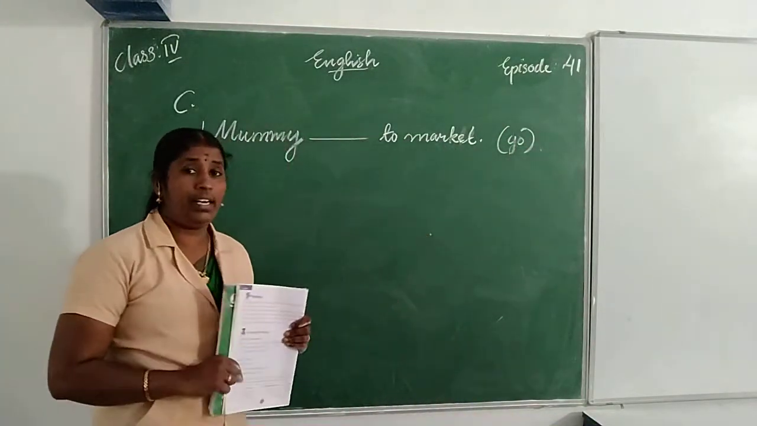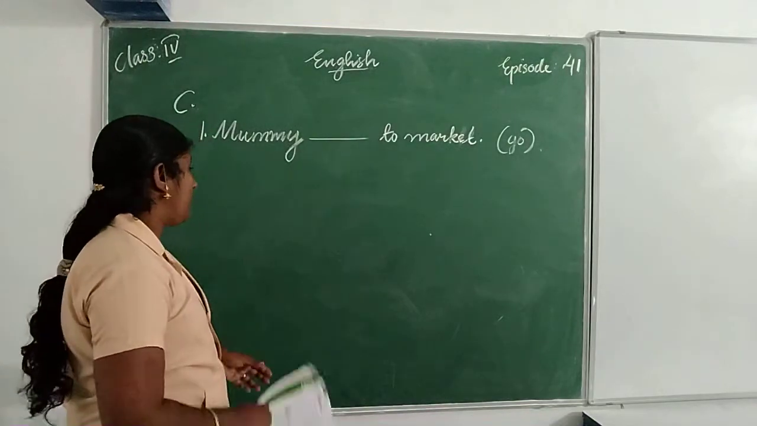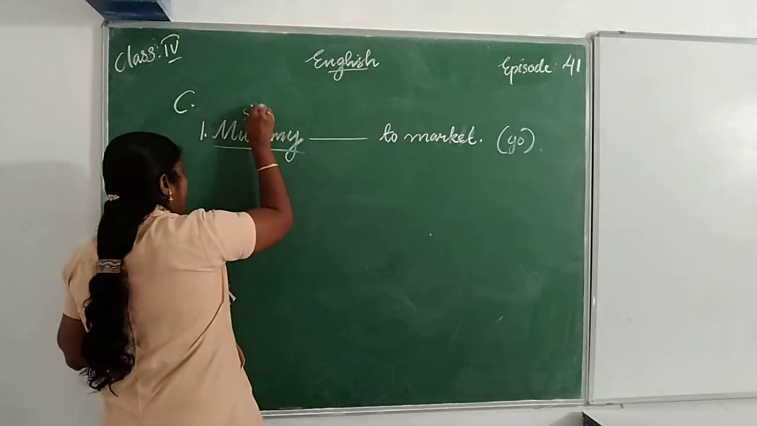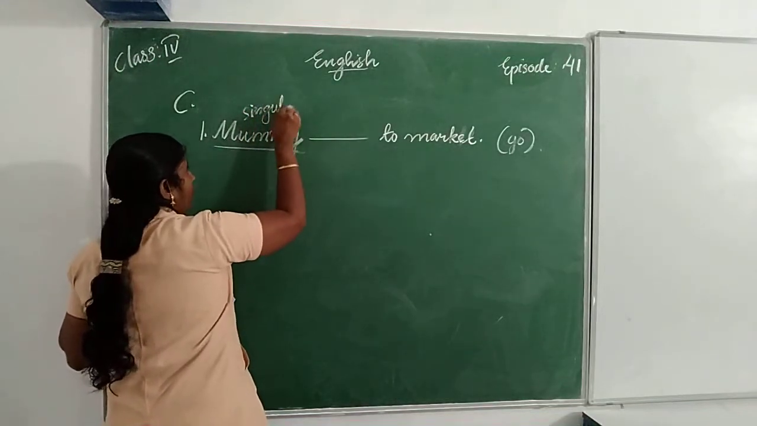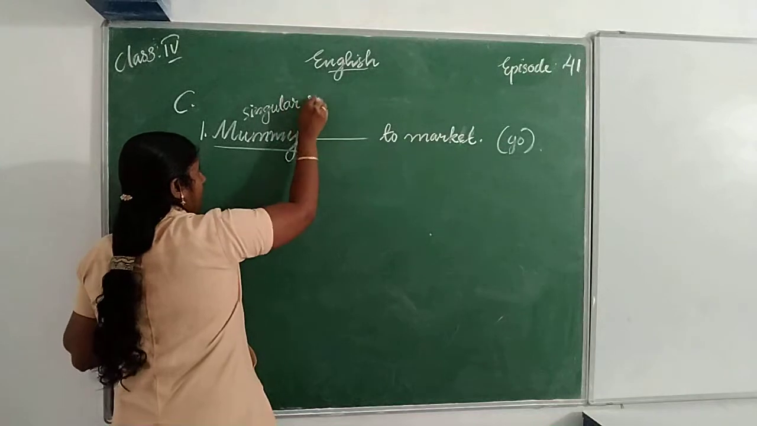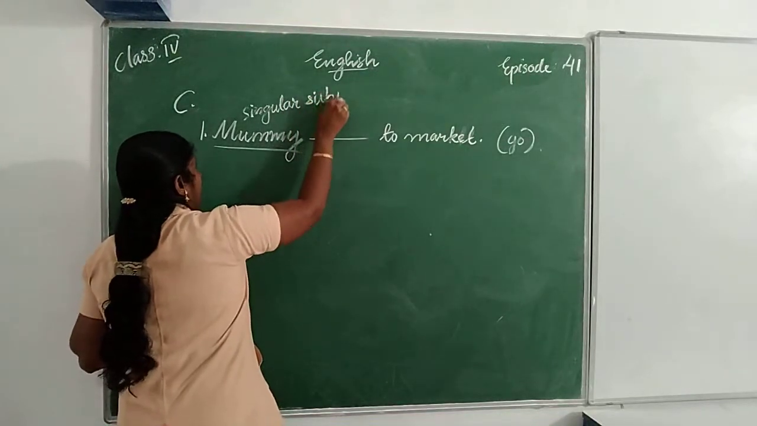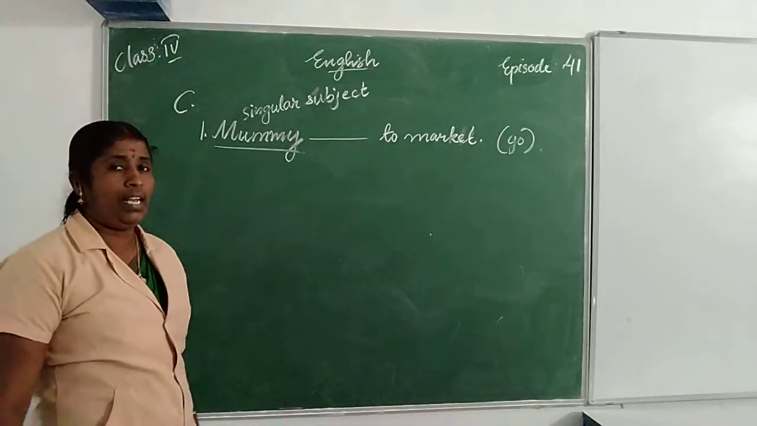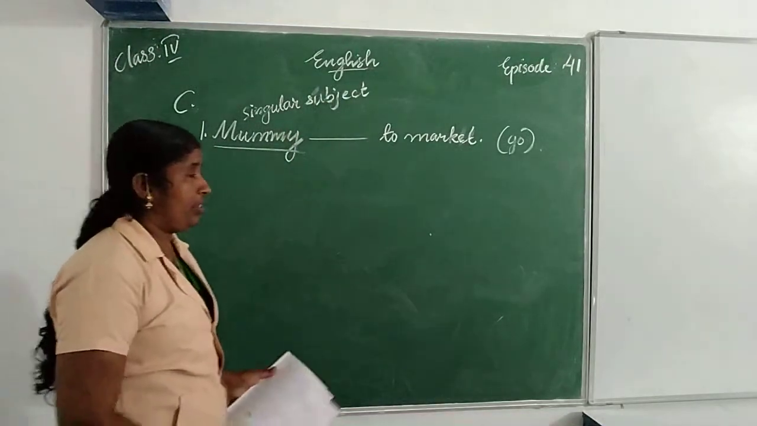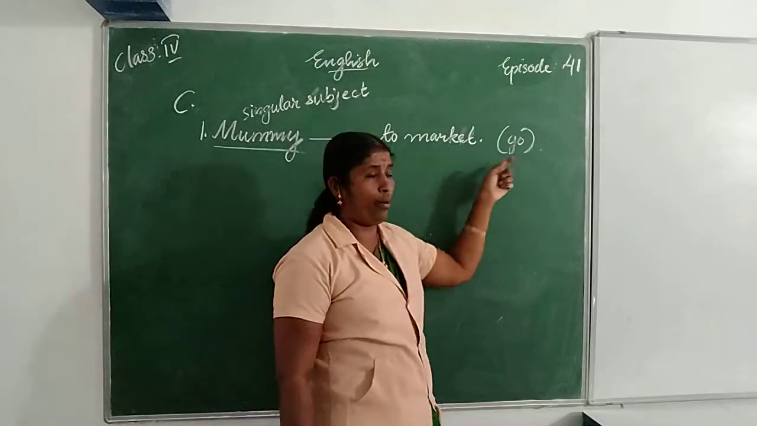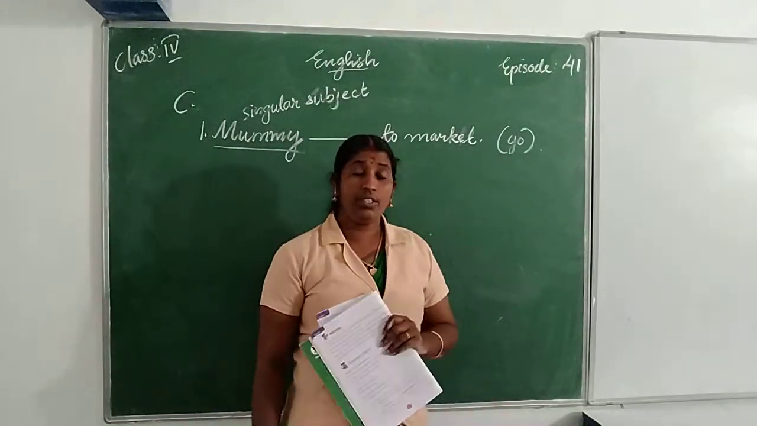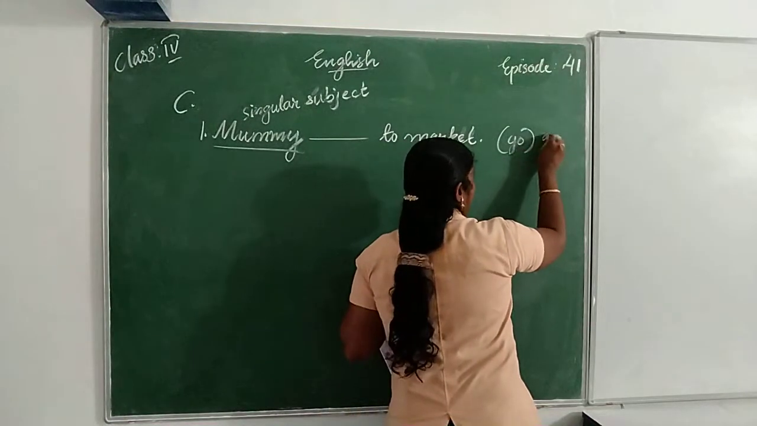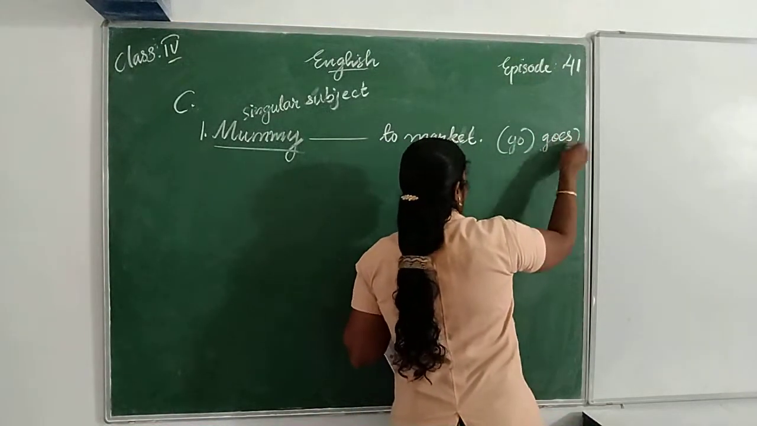Okay, look at the subject of the sentence. Which is the subject of the sentence? Mummy is the subject of the sentence and it is a singular subject. And the verb go is the plural form. So we write only the singular form. The singular form of the verb is G-O-E-S.